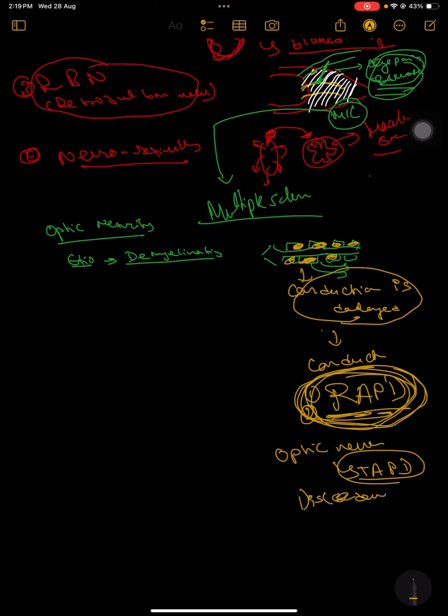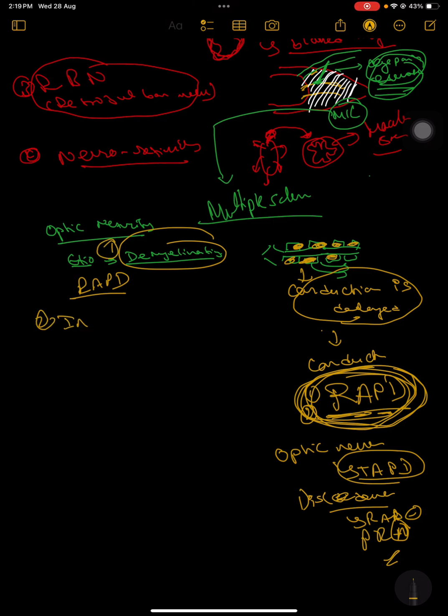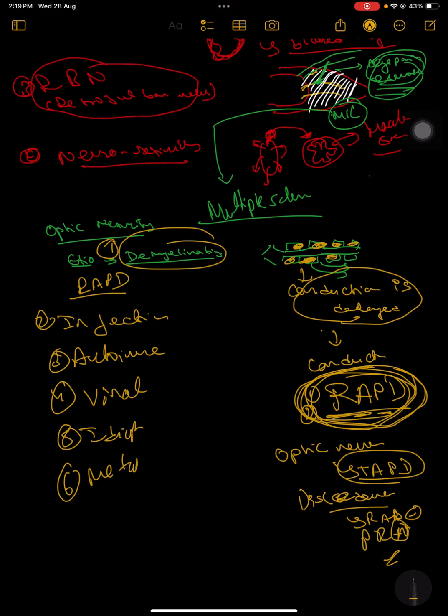And in the case of disc edema, RAPD is not seen. That is, the pupillary reaction is normal. But in the case of demyelinating disease, you will see, of course, RAPD, relative afferent pupillary defect. And of course, there are more causes. One is demyelinating, number two is infectious, number three is autoimmune, number four is viral, number five idiopathic, number six metabolic. Metabolic like diabetes mellitus, hypertension; viral like measles, mumps, rubella, chickenpox, etc.